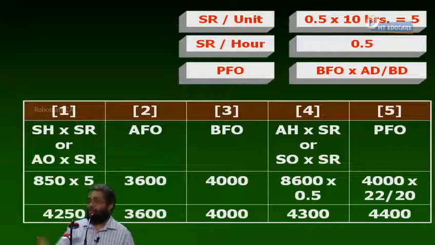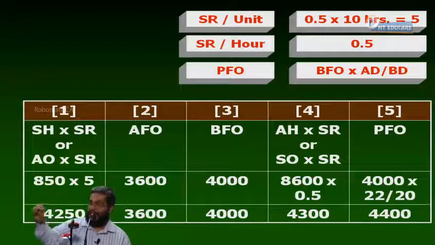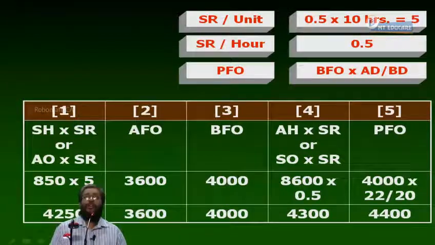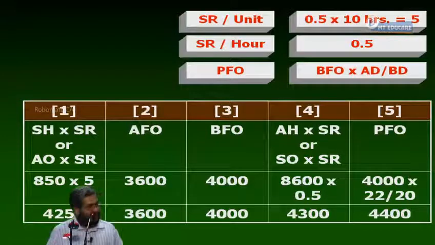Are you following? So tell me, the simple reason why over or under absorption arises is because of charging using standard rate and not using actual rate. To put it simply in numerical terms, column 1 is AO into SR. Column 2 is AO into AR.